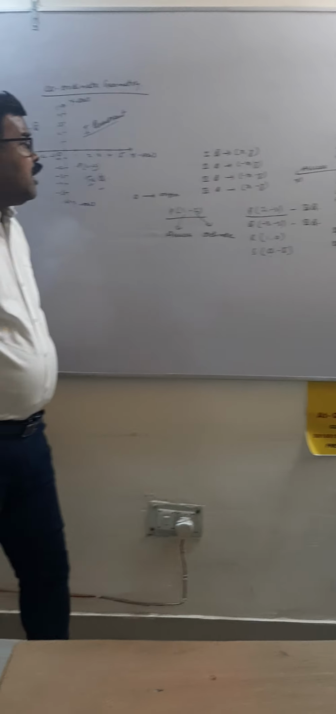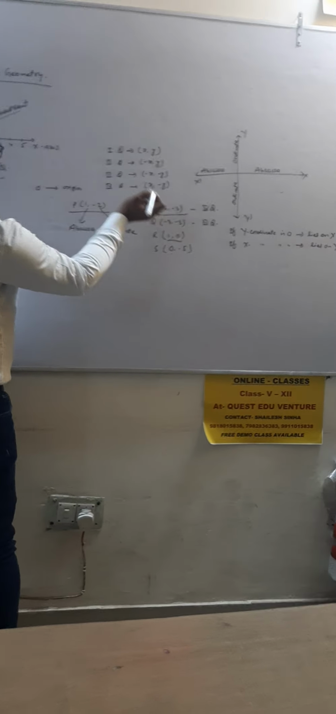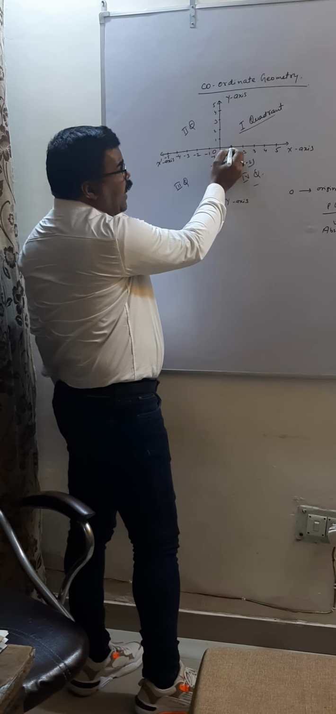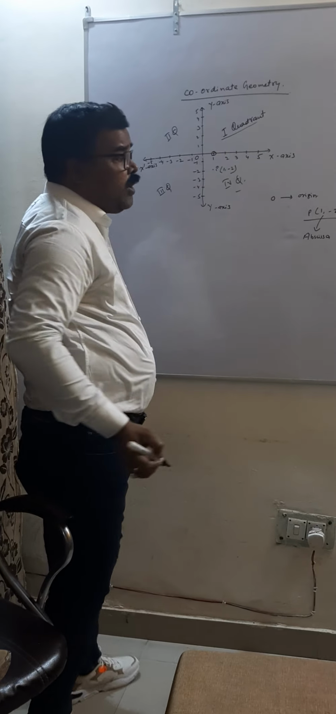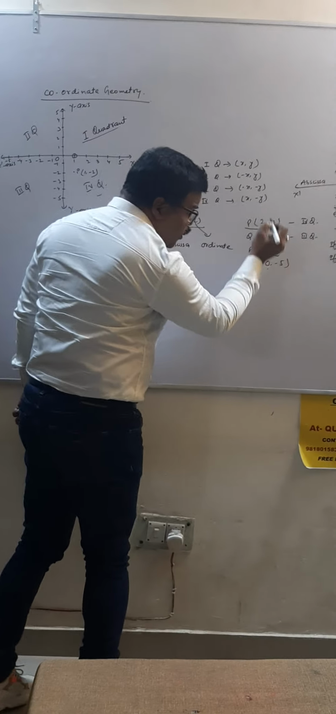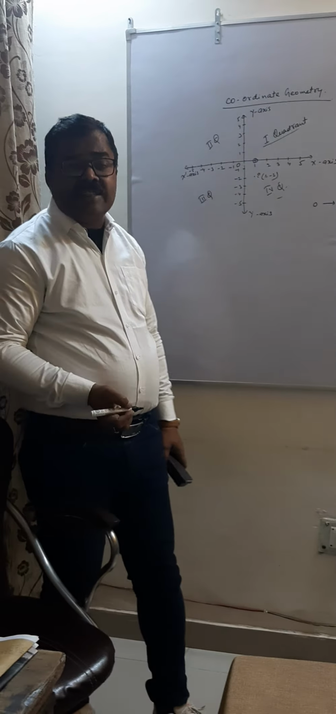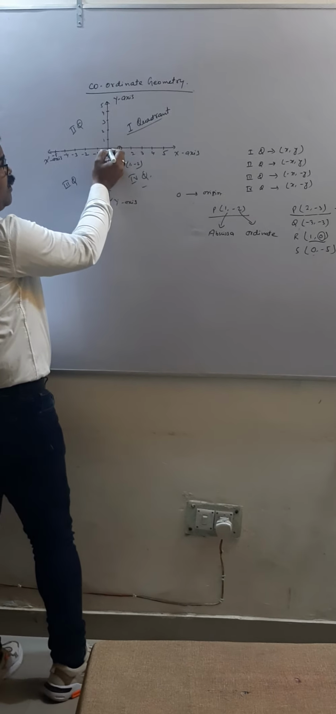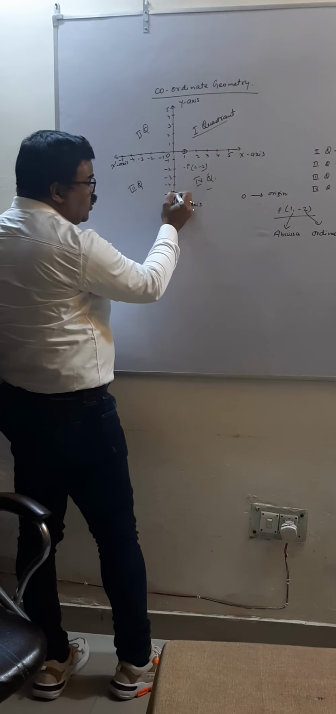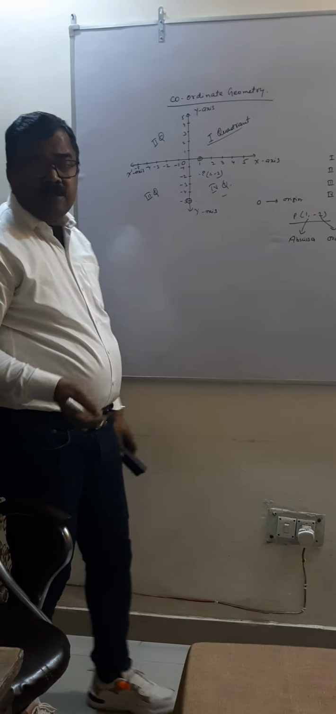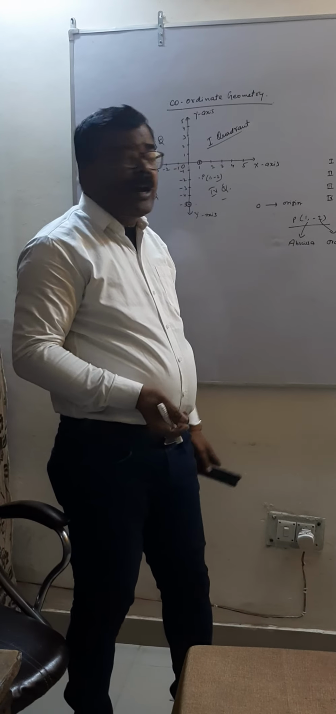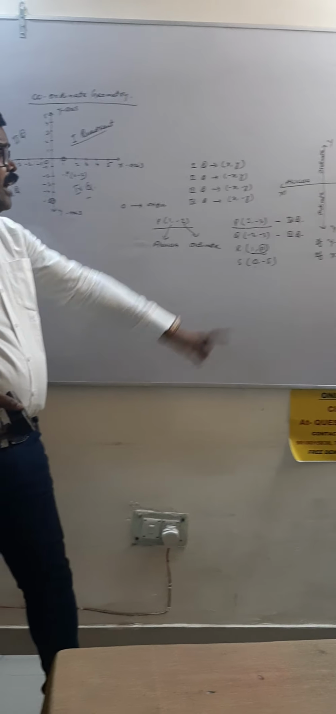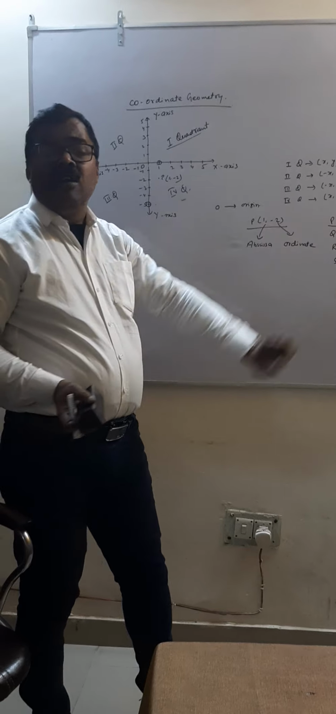How? Suppose (1, 0). 1 is at the x axis, and 0 on the y axis lies over here only. So if the y coordinate is 0, it lies on the x axis. If the x coordinate is 0, as in (0, -5), 0 is this one and -5 is over here, so it lies on the y axis. It must be kept in mind, this is a very important thing. Y coordinate 0 lies on the x axis. X coordinate 0 lies on the y axis.